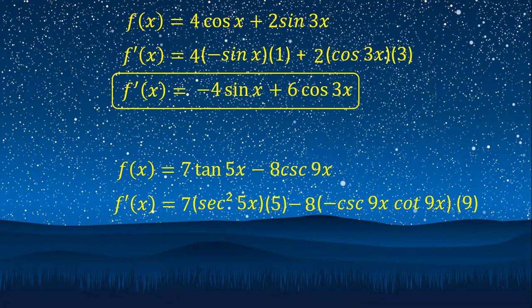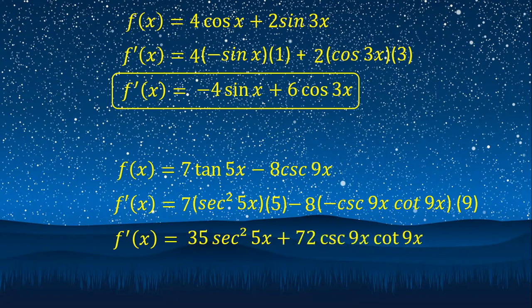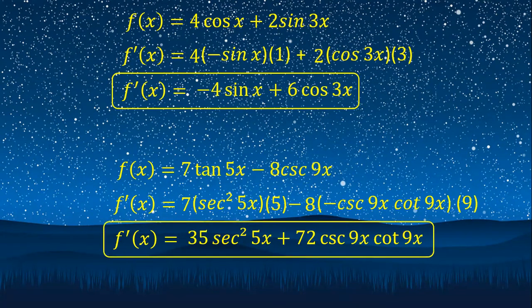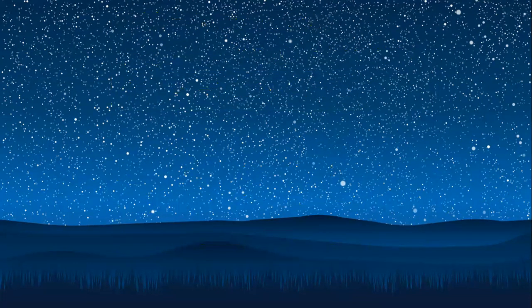9. So f'(x) = multiplying the factor 7 secant squared 5x and 5, you get 35 secant squared 5x. Then multiplying 8, negative cosecant 9x cotangent 9x, and 9, you get positive 72 cosecant 9x cotangent 9x. So the derivative is f'(x) = 35 secant squared 5x + 72 cosecant 9x cotangent 9x.